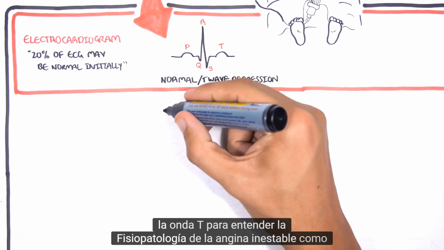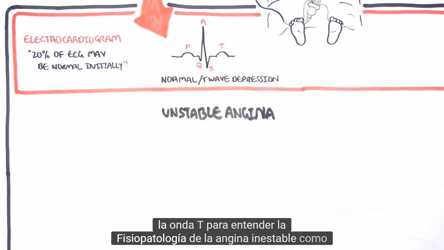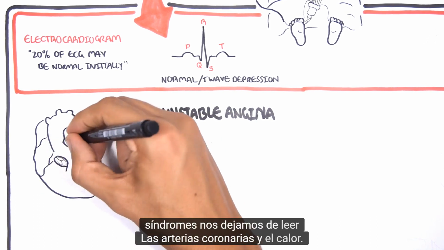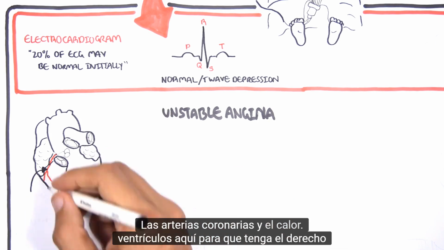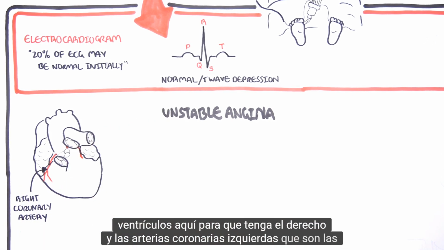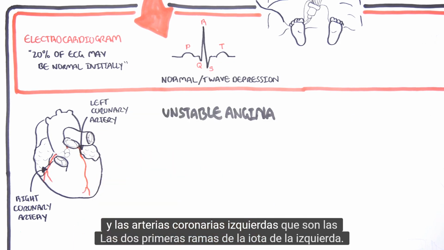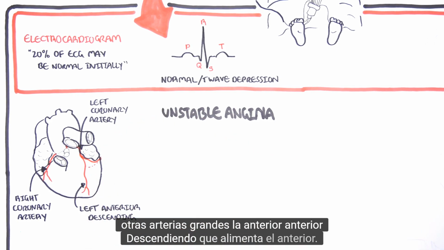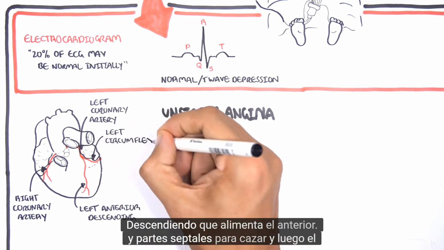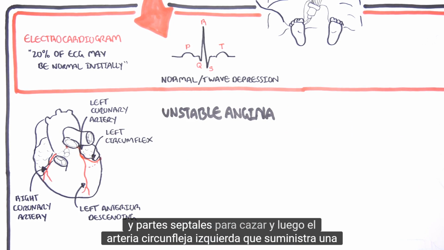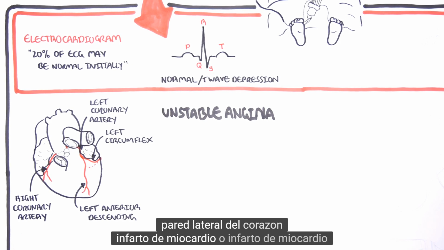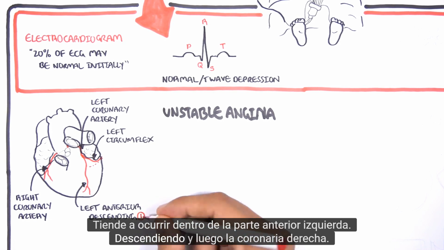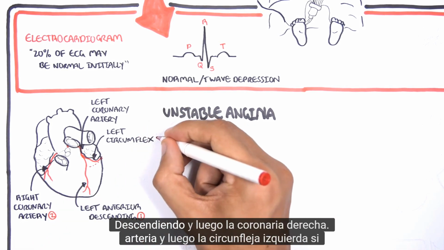To understand the pathophysiology of unstable angina, as well as the other acute coronary syndromes, let us just recap the coronary arteries and the heart, the ventricles here. So you have the right and left coronary arteries, which are the first 2 branches of the aorta. The left coronary artery divides and forms 2 other big arteries. The left anterior descending, which supplies the anterior and septal parts of the heart, and then the left circumflex artery, which supplies the lateral wall of the heart. Myocardial infarction or heart attack tends to occur within the left anterior descending, and then the right coronary artery, and then the left circumflex.